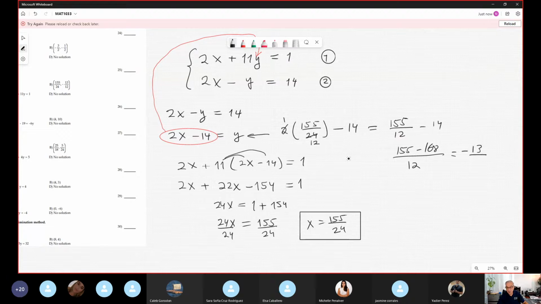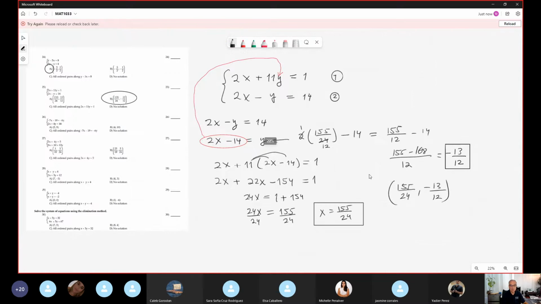Negative 13 over 12. Guys, everyone can use a calculator. Don't be scared. I don't care about the arithmetic part. The arithmetic part is irrelevant. This is algebra 1. So the arithmetic, I suppose you know. So this is the y value. Now the solution is 155 over 24, comma, negative 13 over 12. It corresponds with option B, I guess so. Cool.